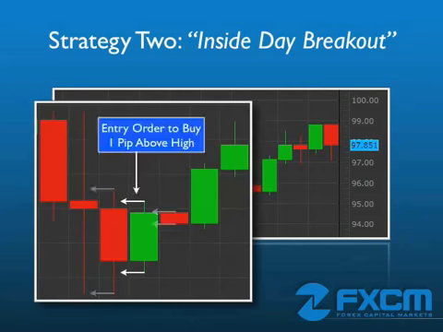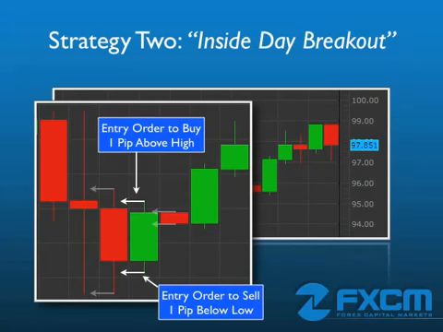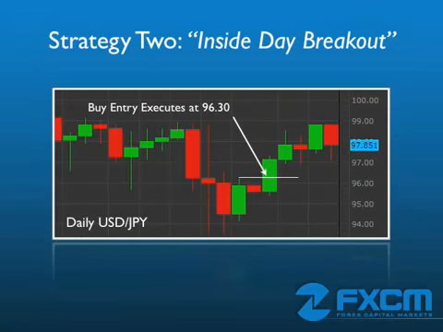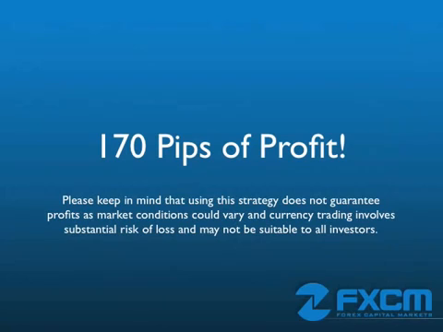At this point, I placed an entry order to buy here, 1 pip above this high, and an entry order to sell here, 1 pip below this low. I wasn't sure which direction the pair would break, up or down, so I prepared for either scenario. And good thing I did. The dollar-yen did break out. My buy entry order triggered at 96.30, and I ended up closing out around 98.0 for about 170 pip gain.